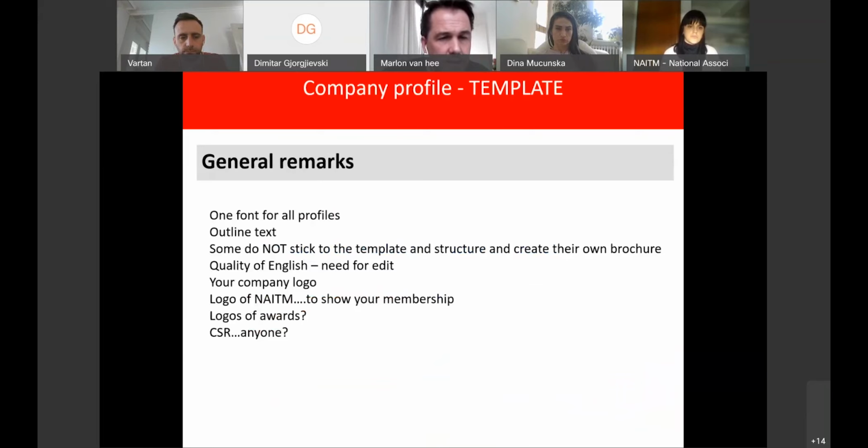Outline the text. Some companies I saw do not stick to the template and the structure provided to them, but have actually created their own brochure. It's not good. Try to stick to one house style.